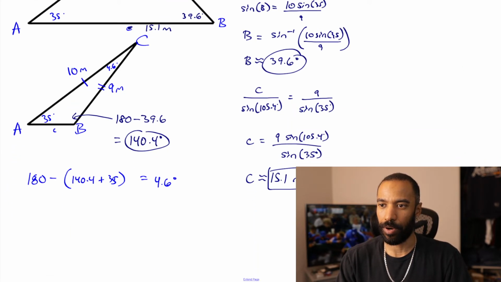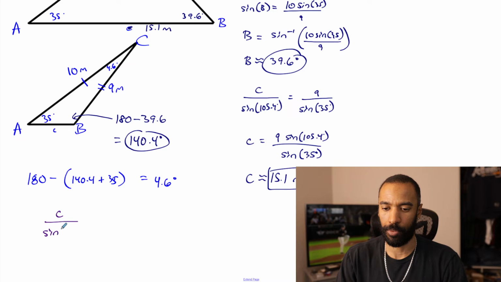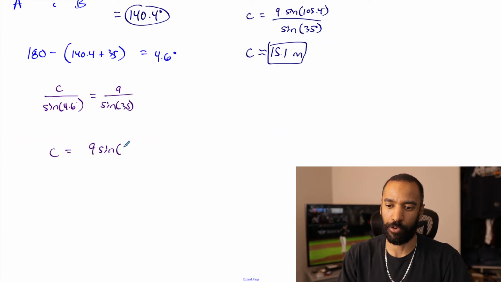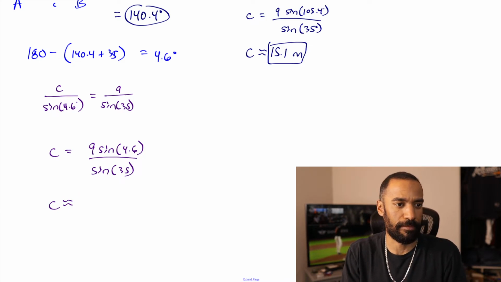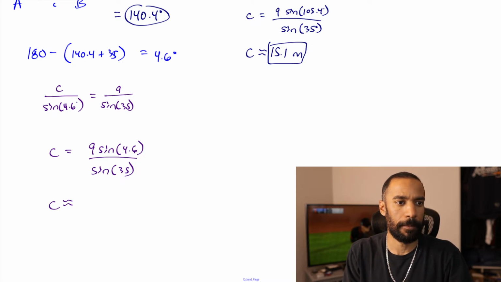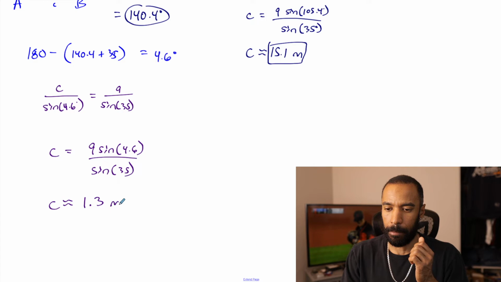So now to find C, we're going to be using that 4.6 in turn. So C over sine of 4.6, or whatever exact value I have, the 4.59 value, equals, let's use A's values, 9 over sine of 35. So that becomes C is 9 times the sine of 4.6 over the sine of 35. Okay, so 9 times the sine, and I have my 4.59-ish value, over sine of 35. It's getting me 1.256, so around 1.3. 1.3 meters.